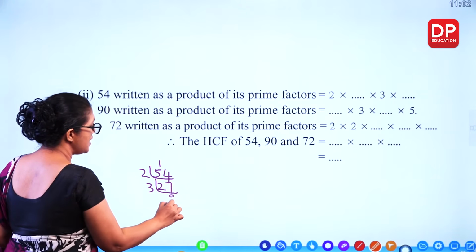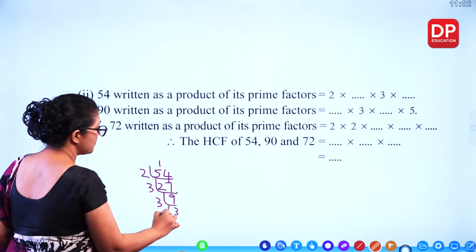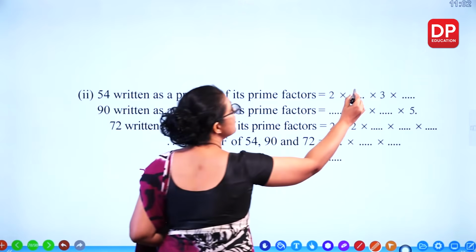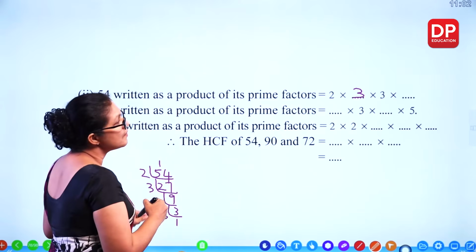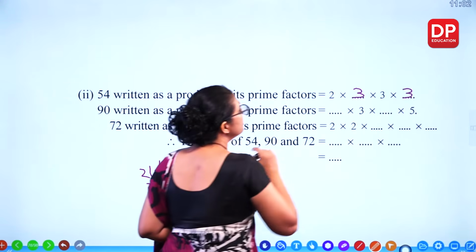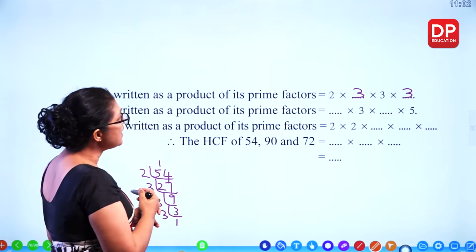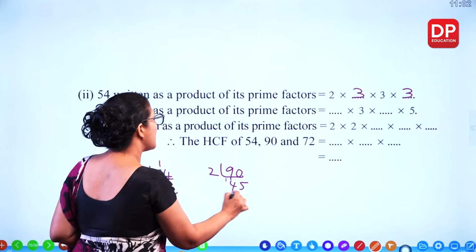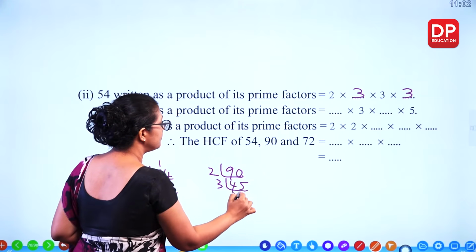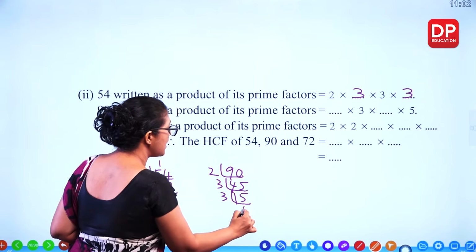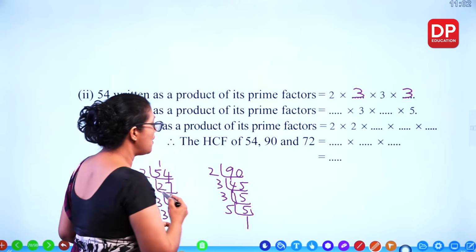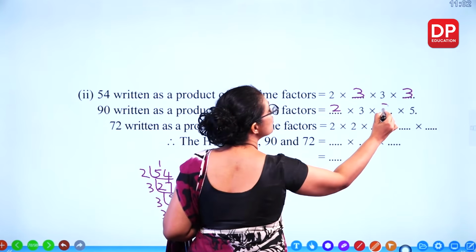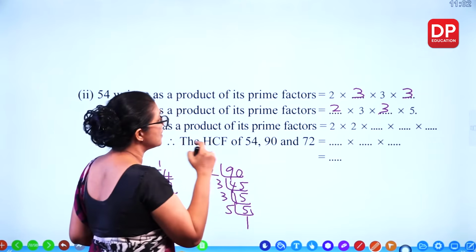27, divide by 3 and divide by 3. So you can write 2 times, 3 times, 3 threes. Then what about 90? You can divide and see. 45, divide by 3, get 15, divide by 3 again, 5, divide by 5, you get 1. 2 times 3 twice and 5.